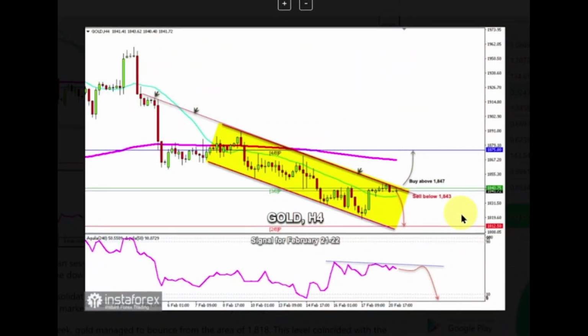Gold, sweet gold. The trading plan for this commodity asset is presented by Dimitris Tsoupas. Early in the European session, gold is trading around 1841.25, above the 21 SMA, and just below the top of the downtrend channel, which has been underway since February 2.